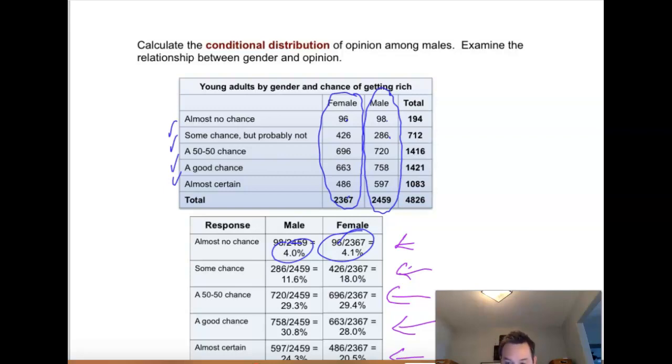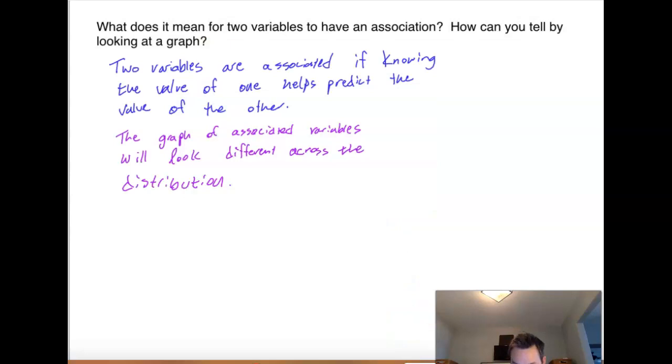So I would say these variables are associated because if you're male, you're more likely to think that you will almost certainly get rich. But in other categories, they're almost the exact same distribution, right? And so what that means is when I make a side-by-side bar chart or a stack plot, which I'm going to show you, they're going to look pretty similar. If they were strongly associated, the graphs of those distributions would look pretty significantly different.